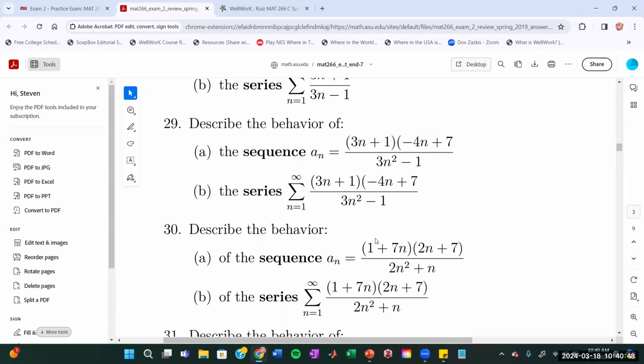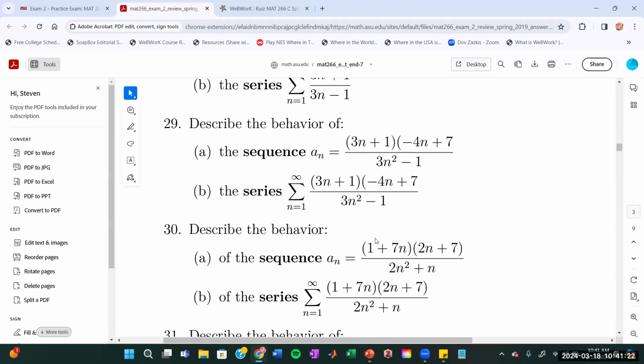I'm gonna combine the first two terms with 5n. So this becomes 5 over n minus 7 over n squared over 3 minus 1 over n squared. So what does this go to? 0. So the sequence converges to 0, right? What does the series do? It actually doesn't converge.